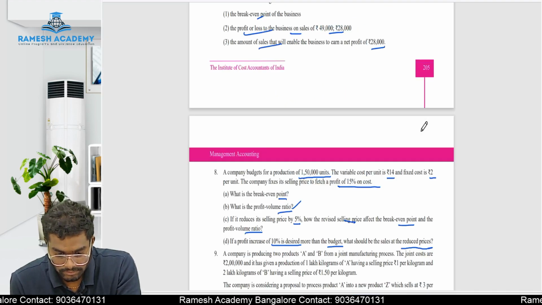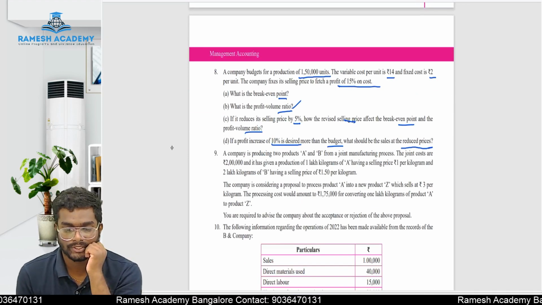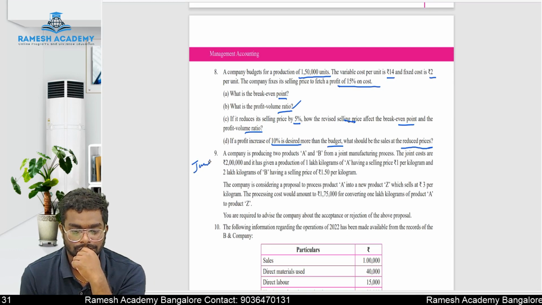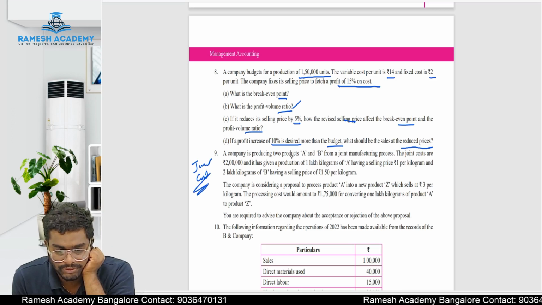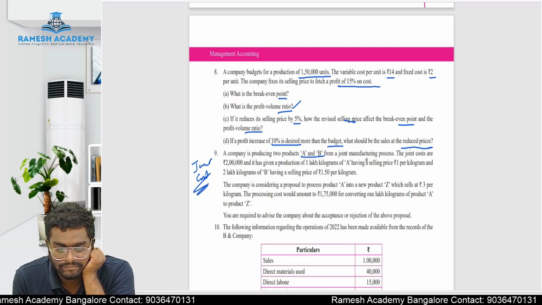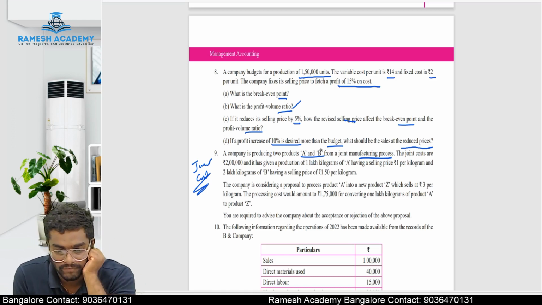Okay, let's go to the next question. So next one is based on the joint costing. Okay, joint cost. Please be careful. A company is producing two products A and B from a joint manufacturing process. So there is one joint process. In that two outcomes will come, A and B.